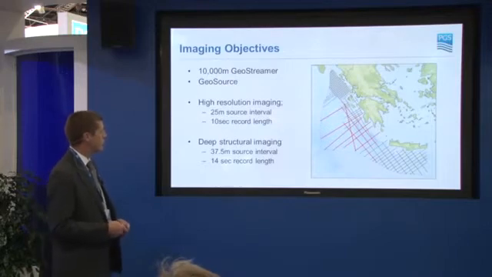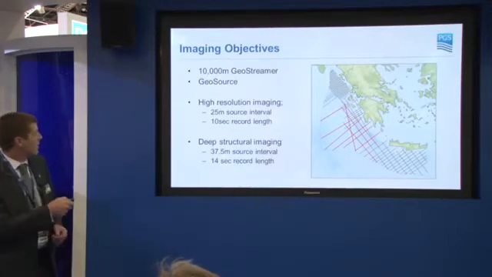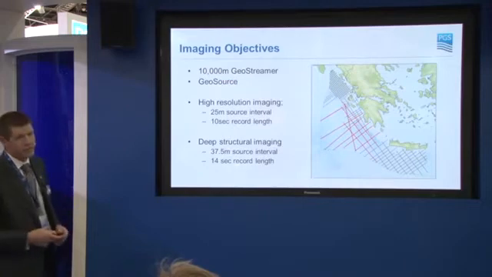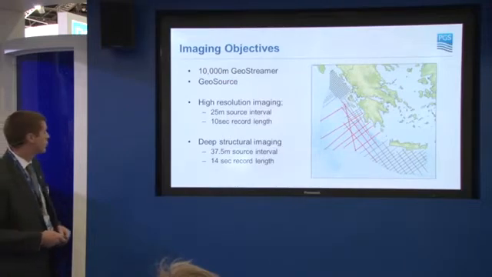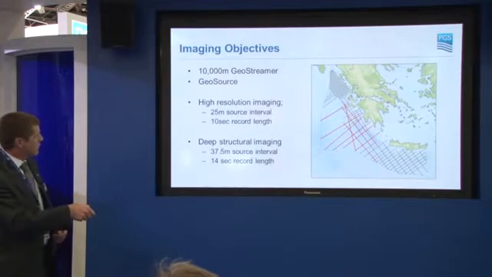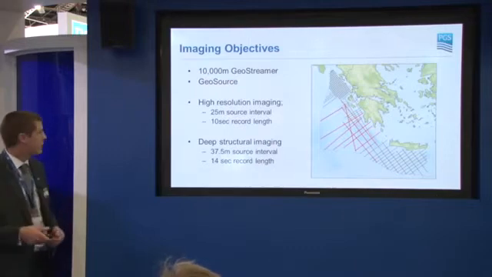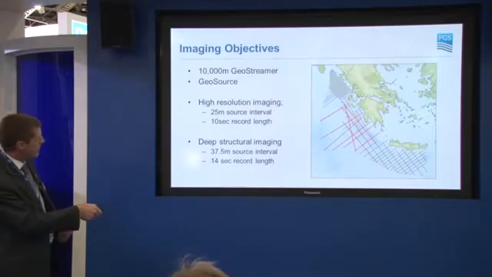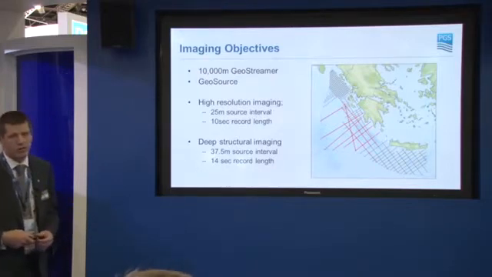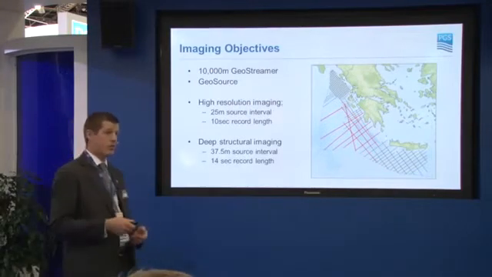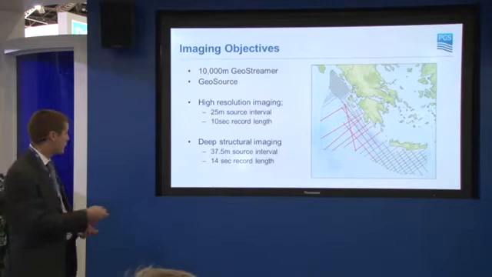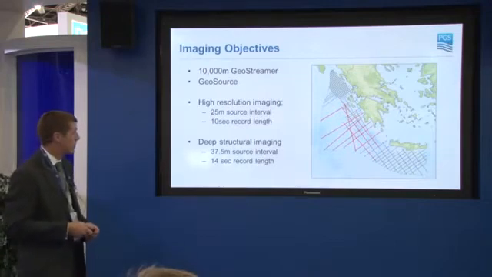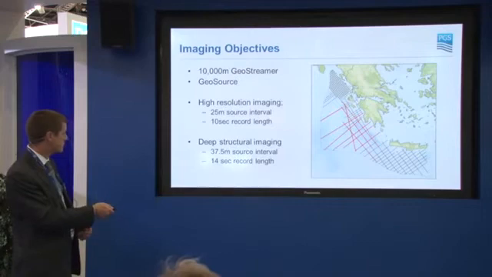There were two acquisition parameters used. Everything was recorded with a 10 kilometer streamer and using GeoSource. The lines in black were recorded with a 25 meter source interval to improve the inline sampling, and a 10-second record length. The lines in red were recorded with a 37.5 meter source interval and a 14-second record length to image deeper, image the basement, and if possible down through the crust to the Moho.